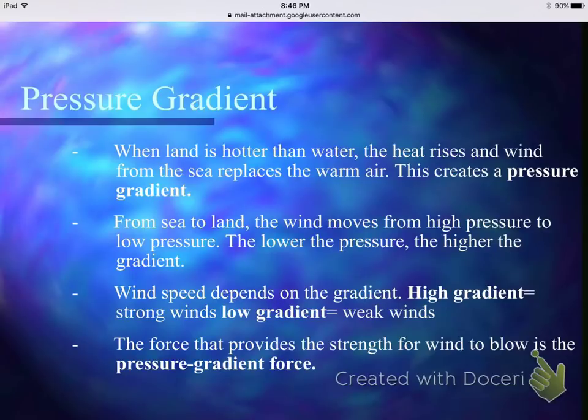Wind speed also depends on the gradient. So looking at the pressure gradient is going to tell you how fast the winds are going to be blowing. If there's a high gradient, then you're going to have really strong winds. If there's a low gradient, you're going to have weak winds. It won't be that strong. And the force that provides the actual strength for those winds to blow is called the pressure gradient force.